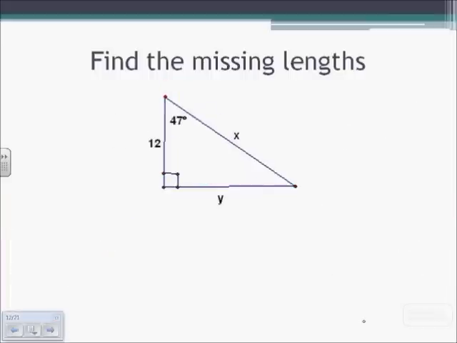Alright, next problem here. It says find the missing lengths. So we have our angle, 47 degrees, 12, x and y. From 47, y is the opposite, x is the hypotenuse, and 12 is the adjacent. So if I'm going to solve for either one of these sides, I need to first figure out which trig function I'm going to focus on.